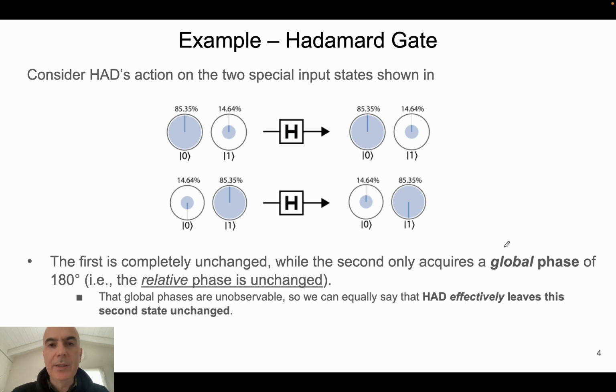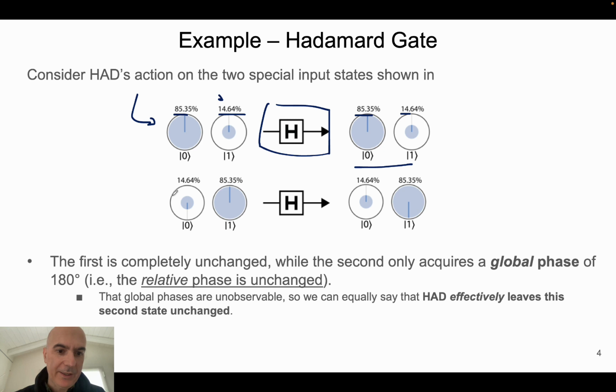So let's consider the Hadamard gate action on two special input states that are shown on these slides. You see here we have the probability of reading the 0 state, which is 85.35%, and then the probability of observing the state 1 is 14.64%. An interesting part: when we apply the Hadamard gate on this particular superposition of states, we obtain the very same superposition of states. So you still observe 85% and 14% for observing state 0 and state 1. We have a similar situation if the probability of observing state 0 is 14% and conversely the probability of observing state 1 is 85%.